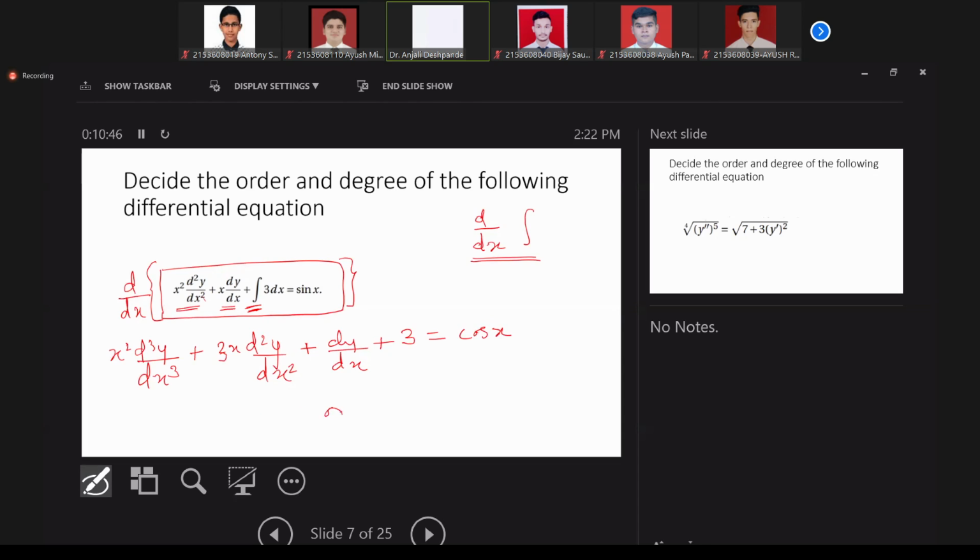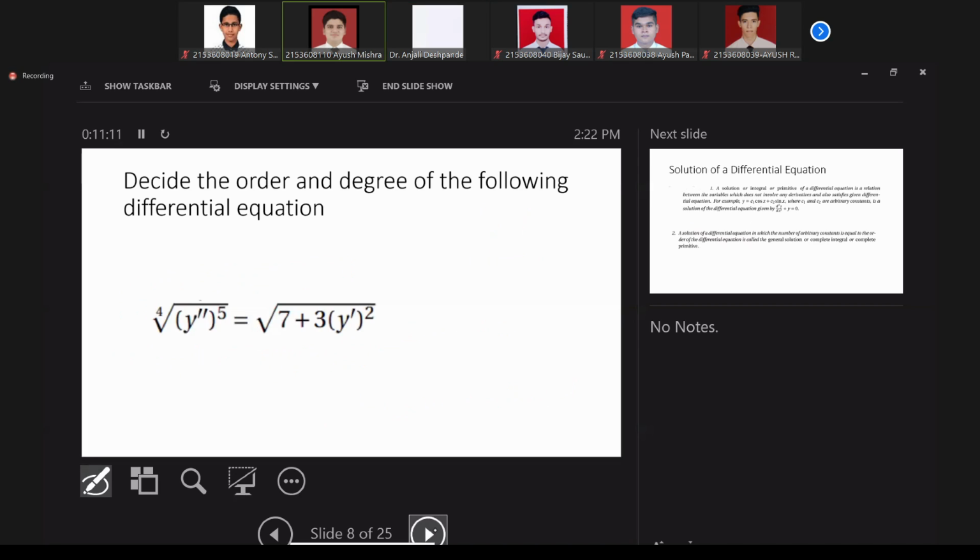So now you can tell me the order and degree. What will be the order? Order is 3. And what will be the degree? Degree will be 1. So remember this important point: if you have something like an integration, it needs to be eliminated by taking the derivative, and then you will get the order and degree. Okay, let's try another one.